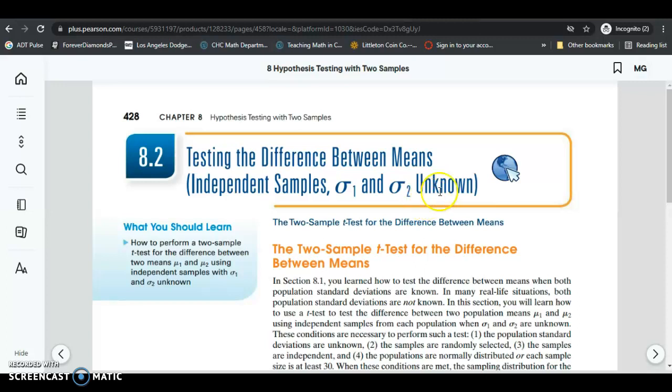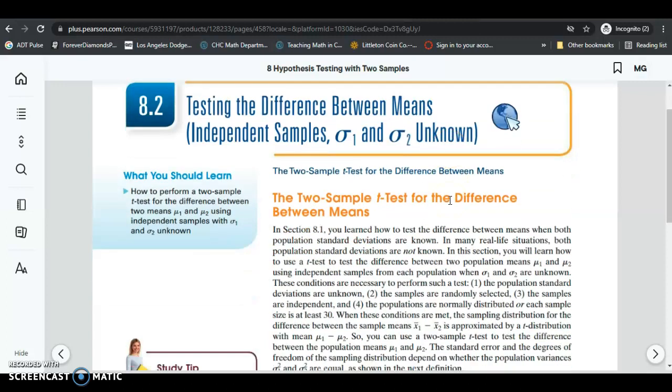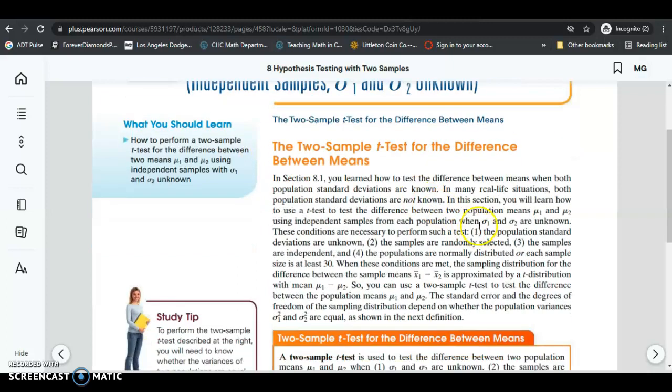It's important to note that before we do the hypothesis tests in this section, there are certain requirements that the data must meet. Because we are comparing the means from two different populations, we're going to collect two different samples, and in this section we're going to assume that the two samples are independent, meaning that there is no relationship between the individuals in the first sample and the individuals in the second sample. Here are the requirements.